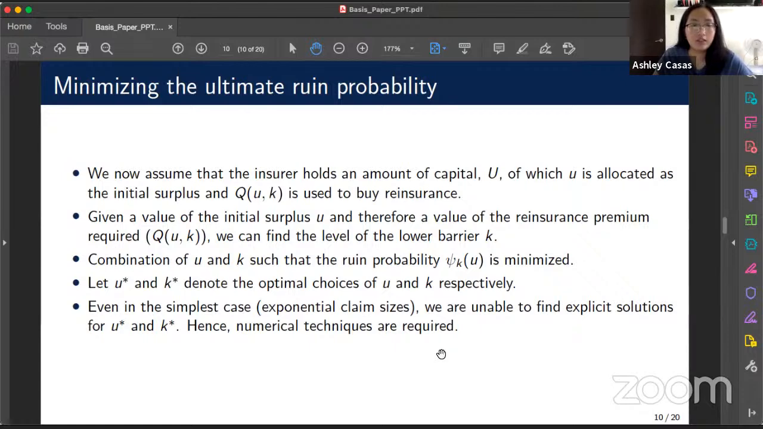And we note that even in the simplest cases, which is the exponential claim sizes, we are unable to find explicit solutions for u star and k star. Hence, numerical techniques are required.